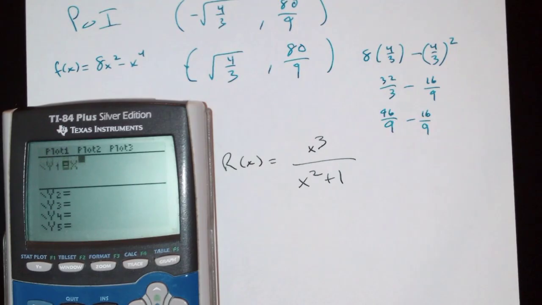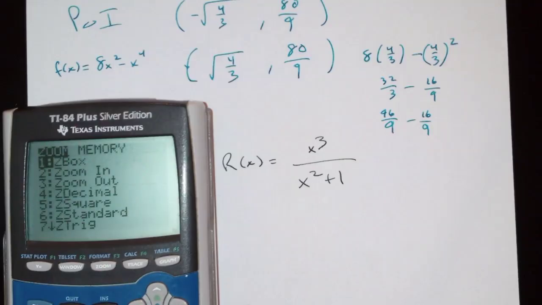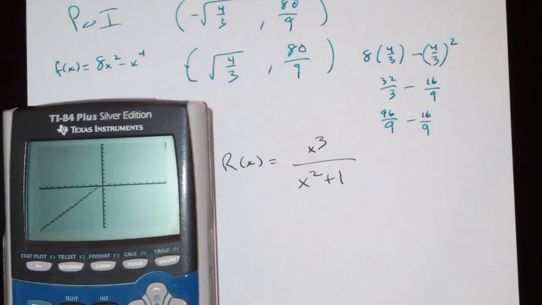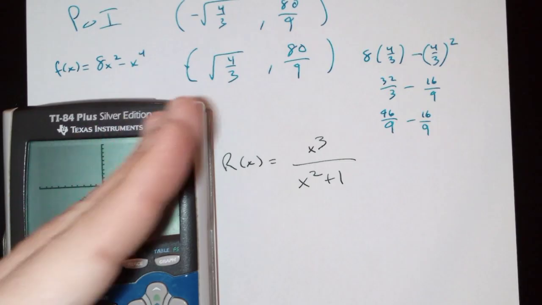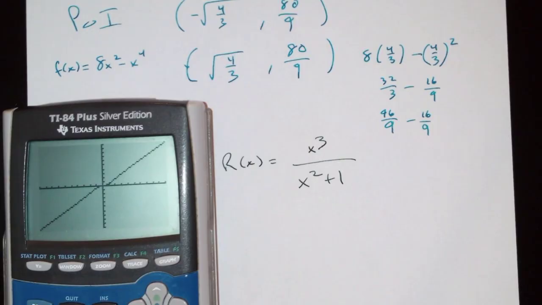X raised to the third divided by the quantity x squared plus 1. Standard window. Now, wait a second. That graph really kind of looks like a straight line, doesn't it? There's that funky wiggle in the middle, but other than that, that looks like a line. This actually does have an asymptote. It's just that that asymptote isn't horizontal.